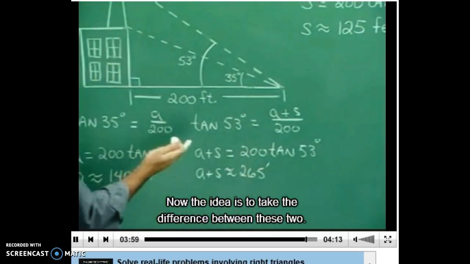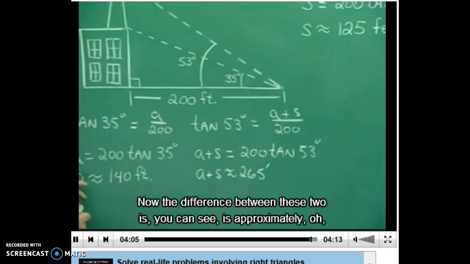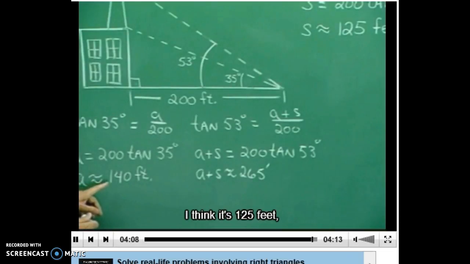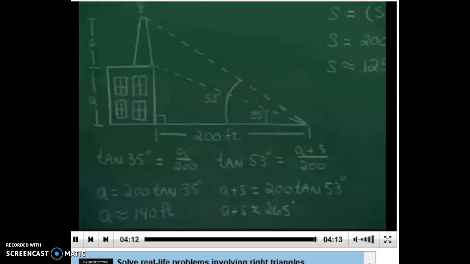Now, the idea is to take the difference between these two. The difference between these two, as you can see, is approximately 125 feet. 125 feet, approximately, is the height of the smokestack.